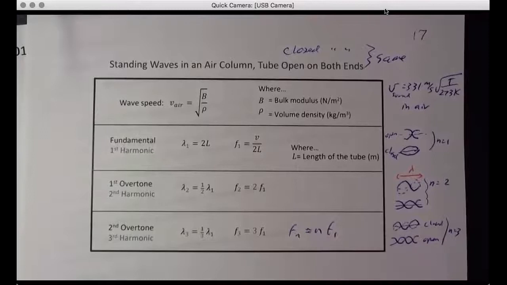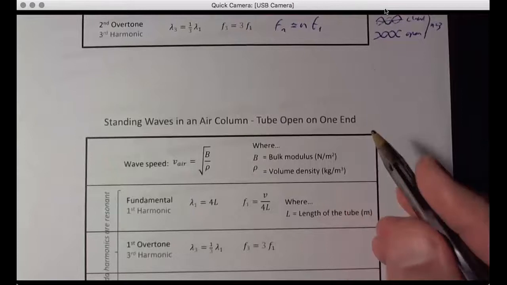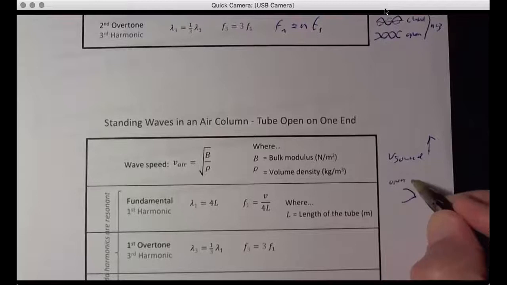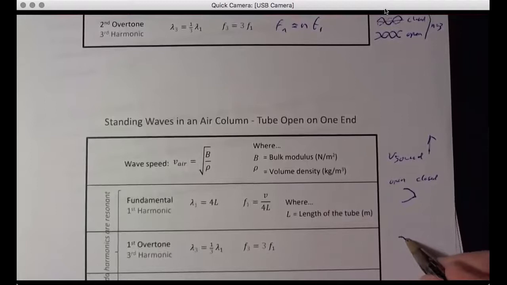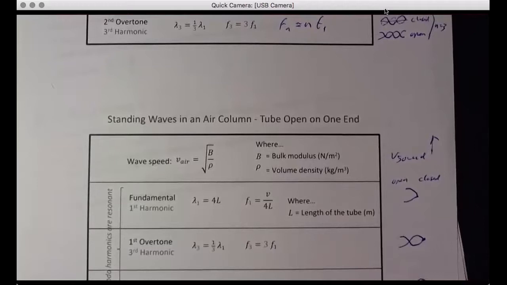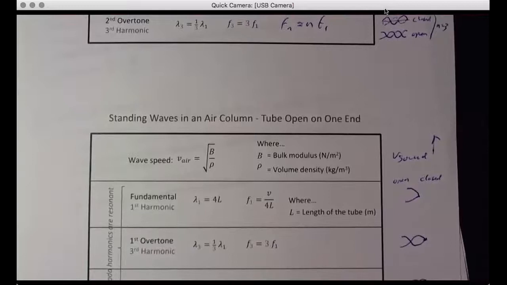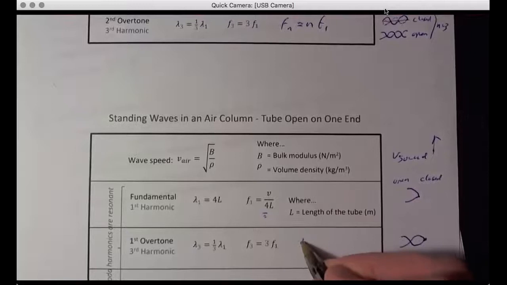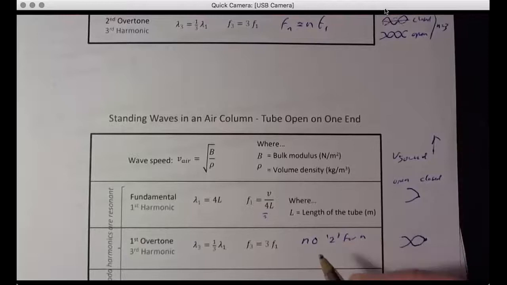If you go to open on one end or closed on the other, it's the same V for sound as we had up there. The fundamental looks like this, open, closed. We go to one higher, it goes like this. Has to be closed over here and open over there. We go to one higher, just like this. Can't draw it quite right, but you get these. This is slightly different. There's no two for n. Just the odd harmonics.